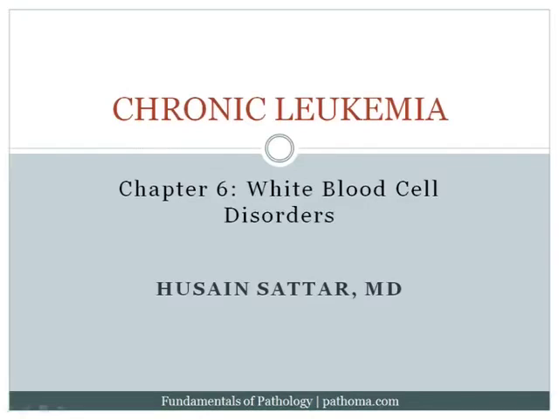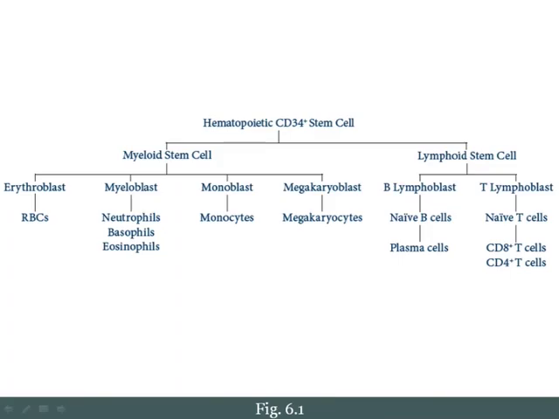Okay, chronic leukemia. That's the next section of this chapter. Before we can understand chronic leukemia, we need to just quickly review normal hematopoiesis. Obviously, we begin with a CD34 positive stem cell, as I've stated many times in the prior lectures. That can become a myeloid stem cell or a lymphoid stem cell, and the myeloid stem cell will produce cells of the myeloid lineage, and the lymphoid stem cell will produce cells of the lymphoid lineage.